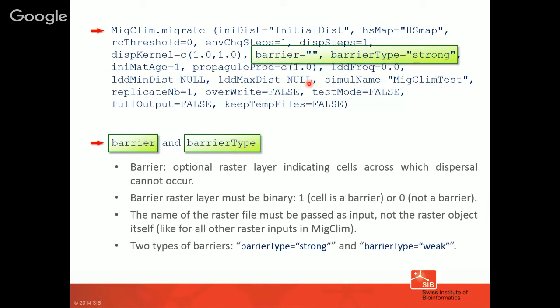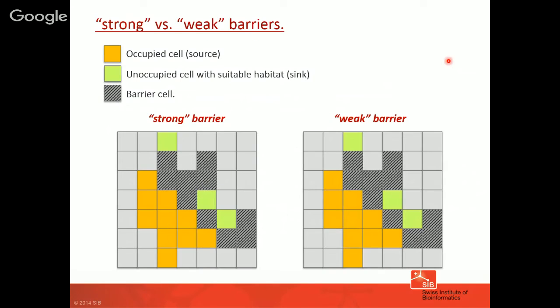And finally, we have the barrier input parameter. Here is where you give your barrier raster. Again, you just pass the name and not the raster object. And what I didn't mention so far is that you have two types of barriers. They can be what you call strong or weak. The difference is not really big.